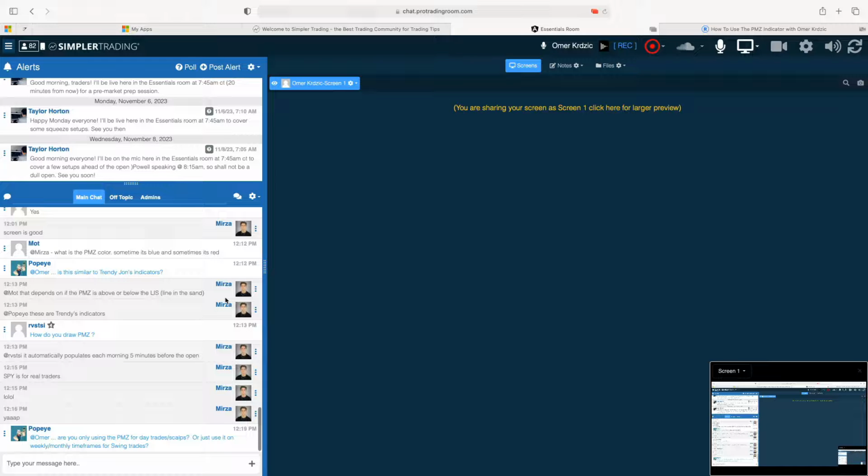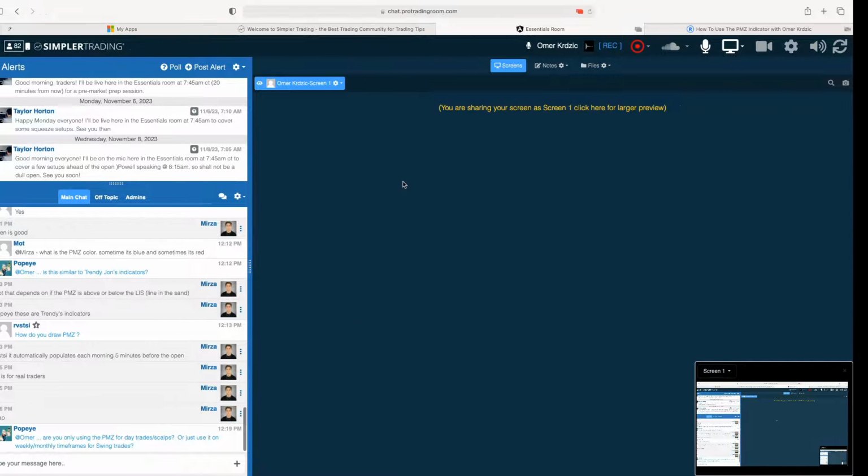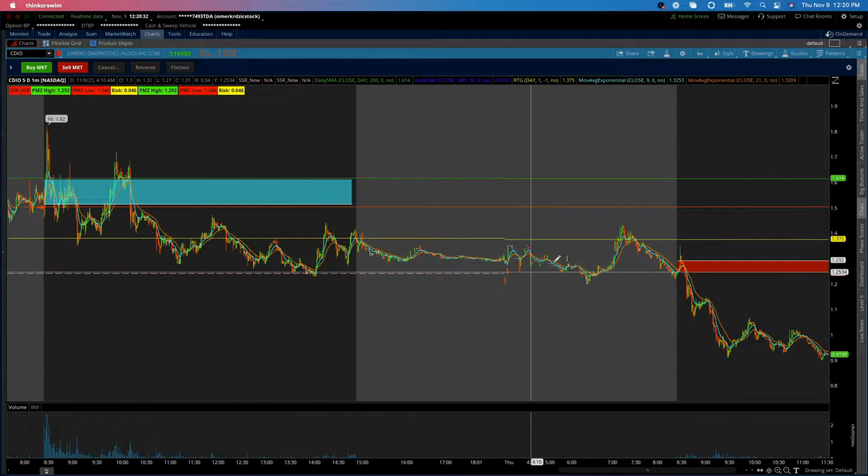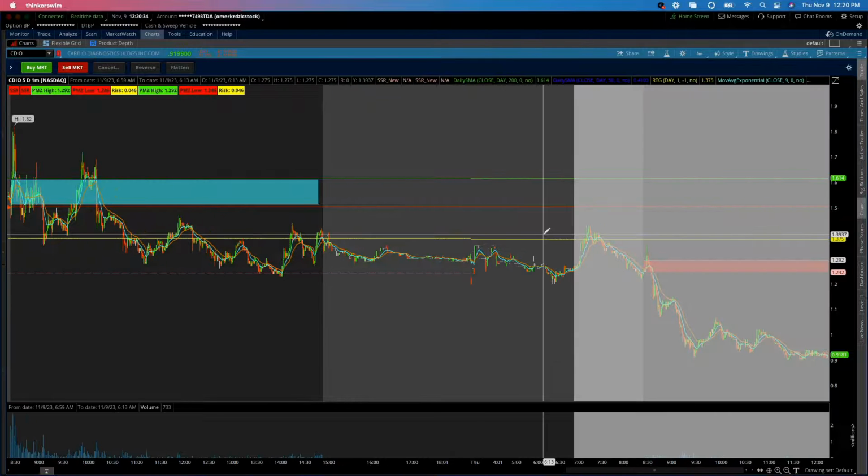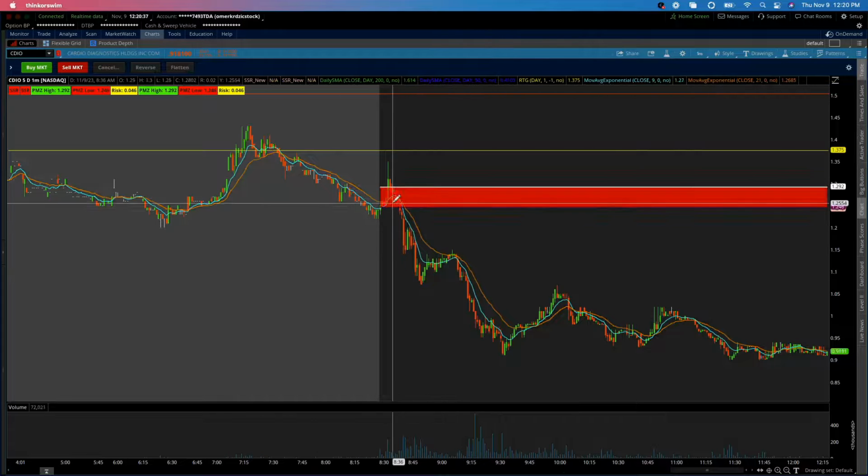I think if you have a directional bias on the day, no matter how long the time frame is, whether you want to swing it for 1, 2, 3 days or 2 months, that PMZ can really help you get in at the correct time. So yeah, that's pretty much it. I personally use it for intraday trades. I wouldn't really call them scalps, because if you look at some of these charts, like CDIO, yeah, this is an intraday trade, but I don't think it's a scalp.